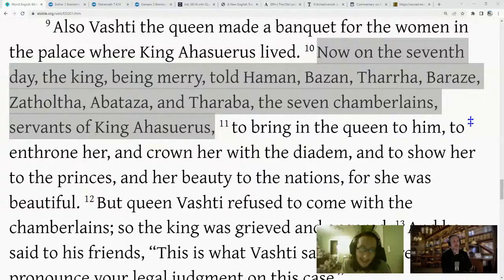So you notice that I switched the names around to line them up with the Masoretic names more accurately, due to my belief about which names are the ones that correspond. Because if you look, Abidza or Abataza looks very similar to Abigtha, doesn't it? Abataza looks similar to Abigtha.